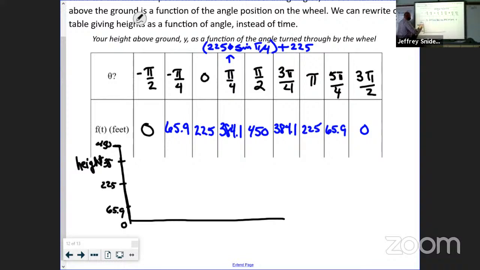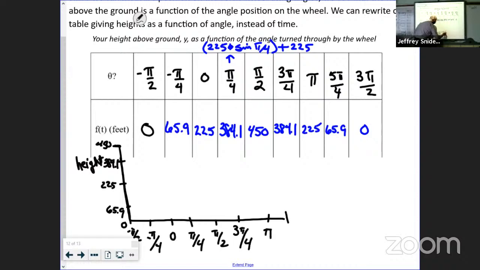All right. Across here, I'm going to put those angles. I'm just going to put them there. So I'm going to let this be negative pi over 2. And then negative pi over 4. And then 0. And then pi over 4. And then pi over 2. And then 3 pi over 4. Pi. I'm going to put my other ones here. We've got 5 pi over 4. And my last one is 3 pi over 2.